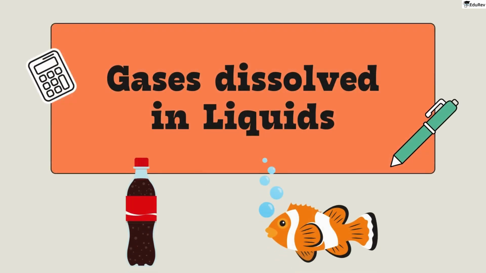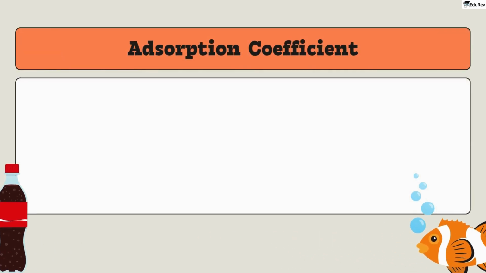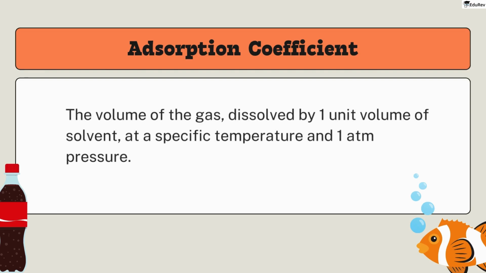Now, we are going to explore how gases dissolve in liquids. This is an important topic that helps us understand many things in our everyday life, from fizzy drinks to how fish breathe underwater. Let's start with how we measure the solubility of gases. We use something called the absorption coefficient. That is, the volume of the gas dissolved by 1 unit volume of solvent at a specific temperature and 1 atm pressure. Now, several factors affect how well a gas dissolves in a liquid.